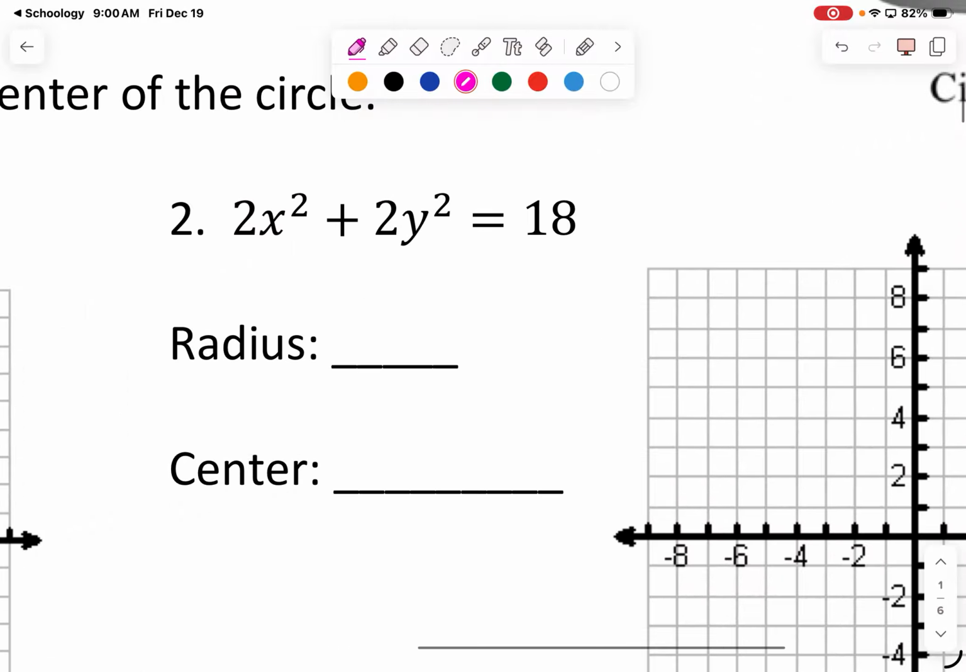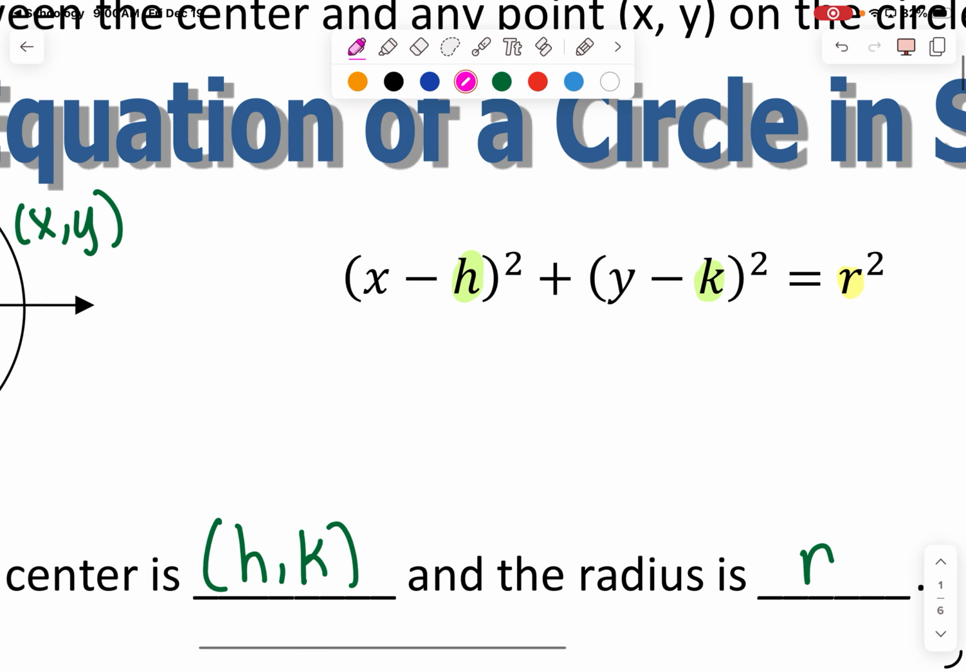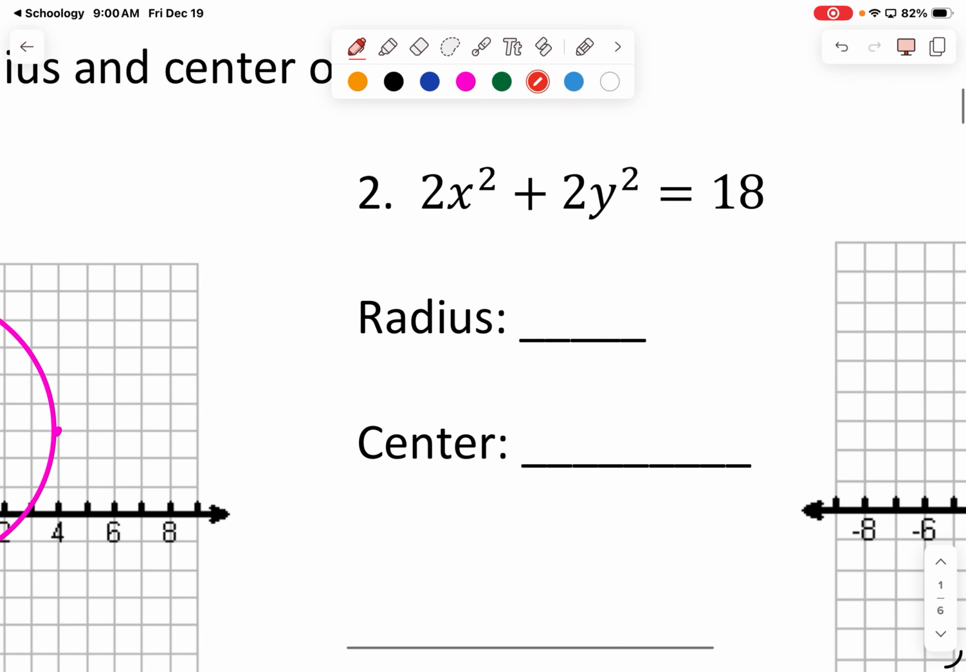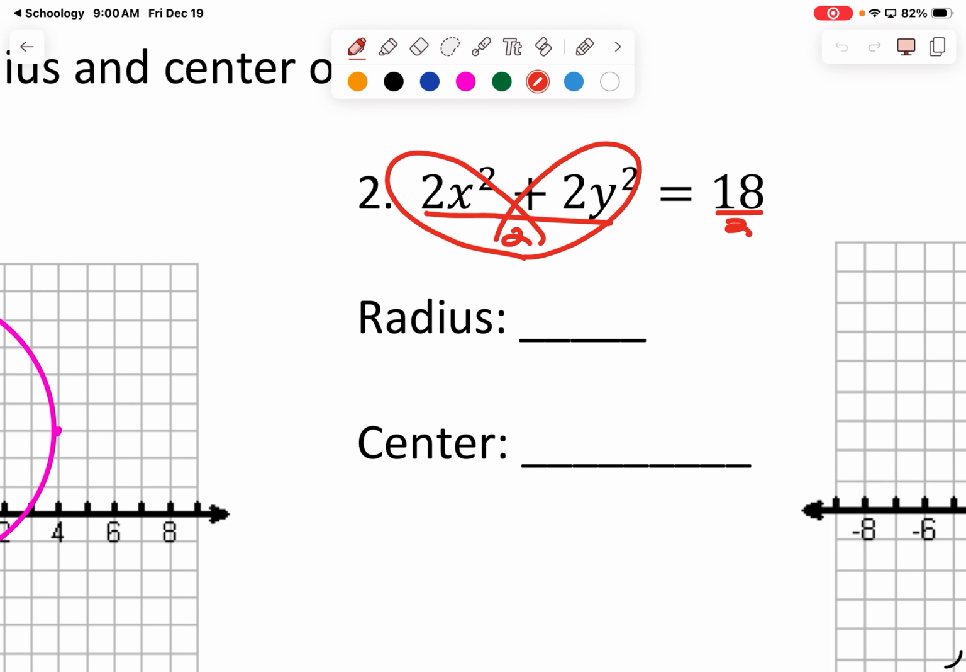All right, if you look at this one right here, this is not in standard form. I see the x squared and the y squared and I see the plus sign. But if you look at the standard form of a circle, the coefficients on x and y are 1. So in order to get this to be a 1, we're going to have to divide both sides of the equation by 2. That means, remember, divide everything by 2, not just the first term. And we get x squared plus y squared is equal to 9.